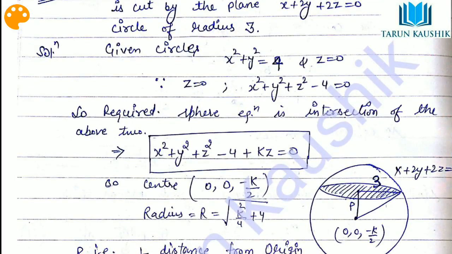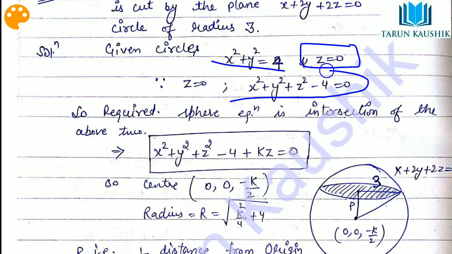Now we know that x square plus y square equals 4 is given, and z is also equal to 0. Since z is 0, I can add 0 or subtract 0 and there will be no problem in addition. Zero creates problems whenever we divide or multiply, but in addition there will be no problem. So I can write it as x square plus y square plus z square minus 4 equals 0.